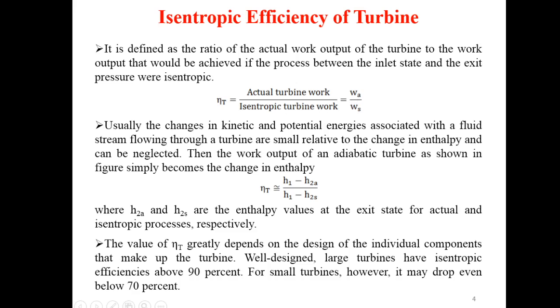Usually the changes in kinetic and potential energies associated with a fluid stream flowing through a turbine are small relative to the change in enthalpy and can be neglected. Then the work output of an adiabatic turbine, as shown in the figure, simply becomes the change in enthalpy, that is, efficiency of turbine is approximately equal to h1 minus h2a divided by h1 minus h2s, where h2a and h2s are the enthalpy values at the exit state for the actual (a means actual) and isentropic (h2s) processes respectively.